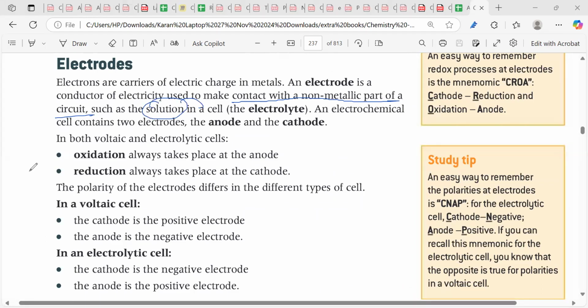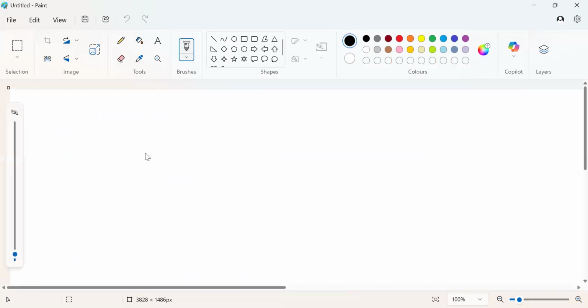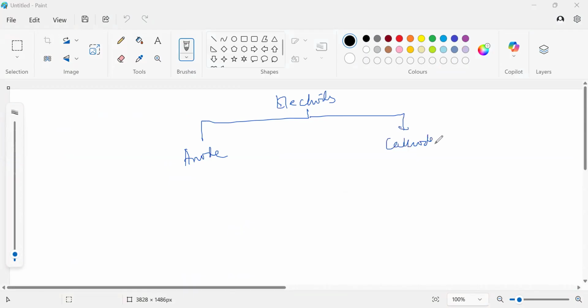Now, coming to the part, what are the two kinds of electrodes we know? One is called the cathode and one is called the anode, right? So electrodes can be of two types, anode and cathode. This is a very important part we know, right?